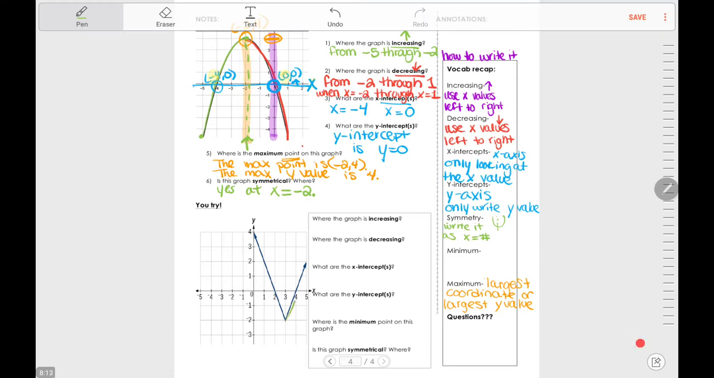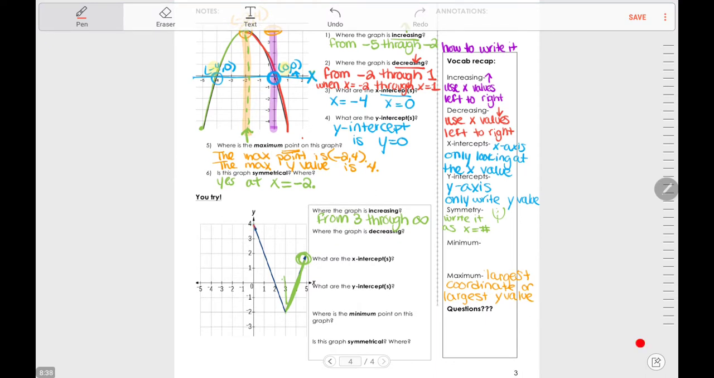All right, increasing. Here it goes. Here's where it's increasing. Notice there's an arrow on the end of this one. So it starts increasing at 3. So from 3 through, this arrow means it goes on forever. That's called infinity. Okay? Where is it decreasing? So it starts increasing again. There was another arrow, so that's from negative infinity through, where does it stop? That same point, 3.